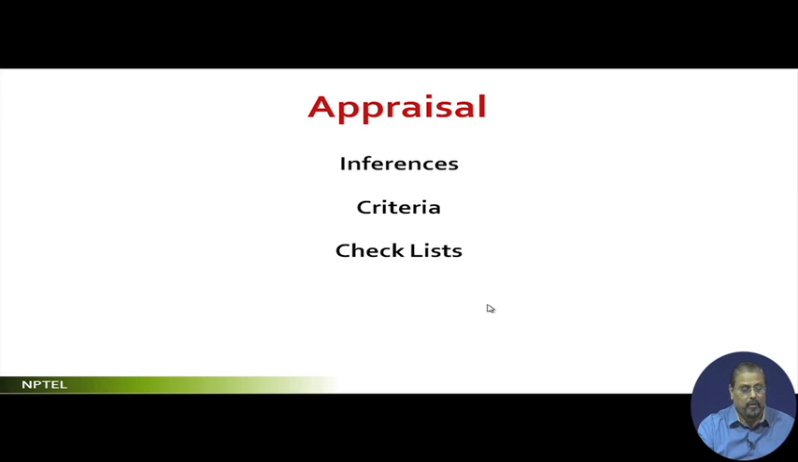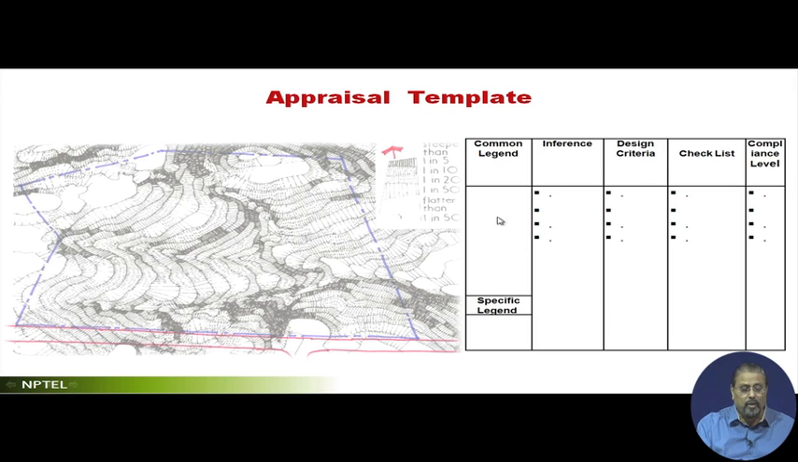So if I now go to that, then what will happen is you will see that common legends will remain common for everything, all the sheets, and the specific legends will correspond to the analysis that you are doing. After that, for that specific analysis that you are doing, you will have a set of inferences drawn based on the information that you have got.